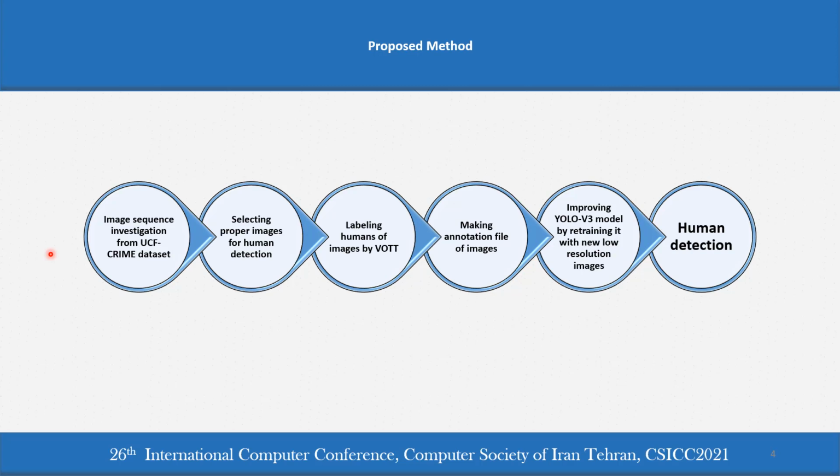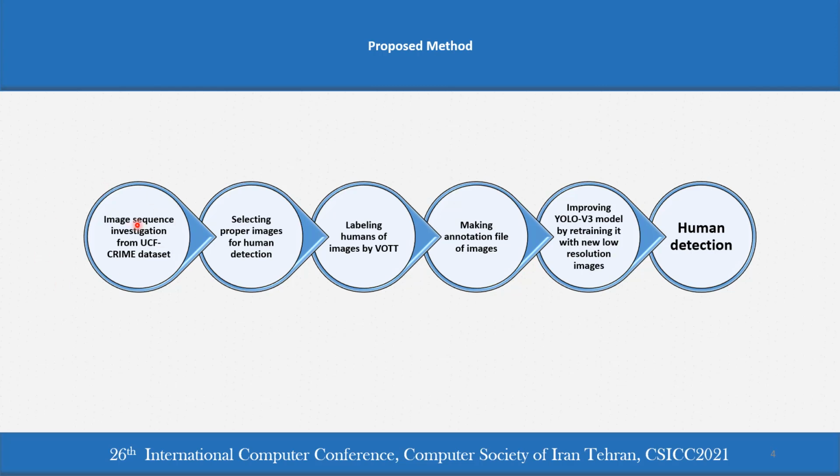YOLO version 3 uses two image datasets, Google's OpenImage and COCO. Both have high-resolution images, and so it cannot be used to detect objects in low-resolution images. On the other hand, image sequences recorded by surveillance cameras have low resolution and humans cannot be detected within these kinds of images. It means that if we use YOLO version 3 to detect humans in low-resolution images, it does not work properly. So we need a fine-tuned form of YOLO version 3 to perform better in low-resolution images.